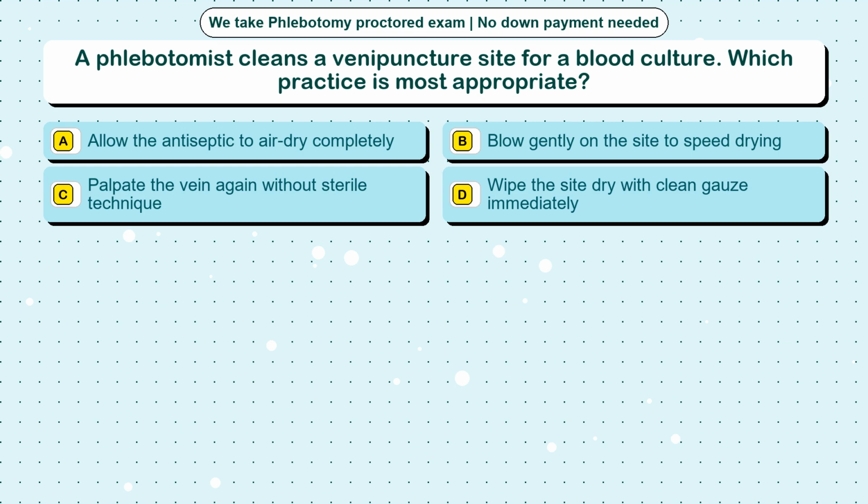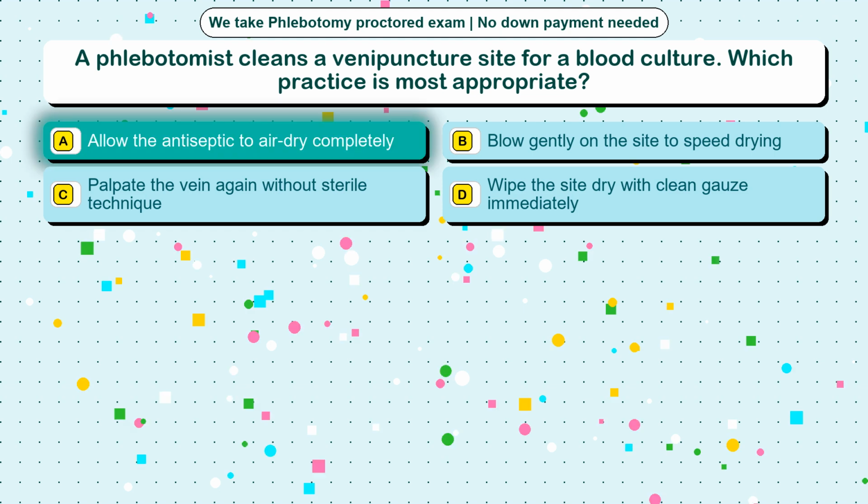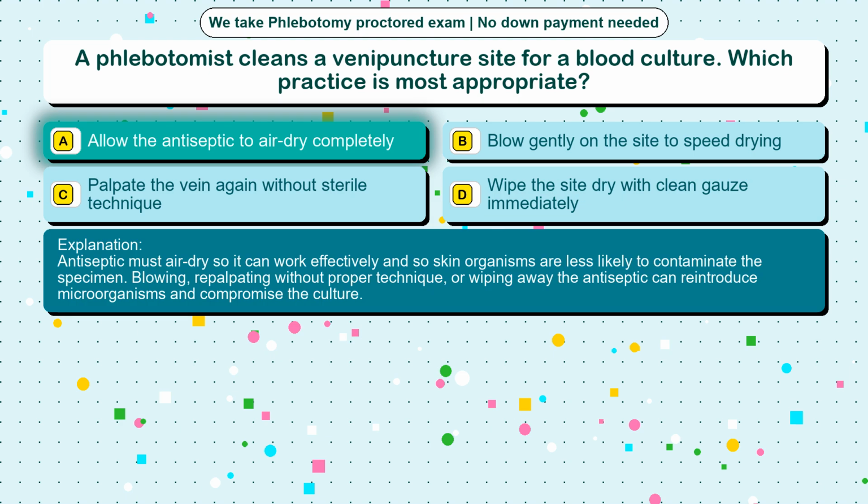Question 80. A phlebotomist cleans a venipuncture site for a blood culture. Which practice is most appropriate? Option A, allow the antiseptic to air dry completely. Option B, blow gently on the site to speed drying. Option C, palpate the vein again without sterile technique. Option D, wipe the site dry with clean gauze immediately. The correct answer is option A, allow the antiseptic to air dry completely. Antiseptic must air dry so it can work effectively and so skin organisms are less likely to contaminate the specimen. Blowing, repalpating without proper technique, or wiping away the antiseptic can reintroduce microorganisms and compromise the culture.